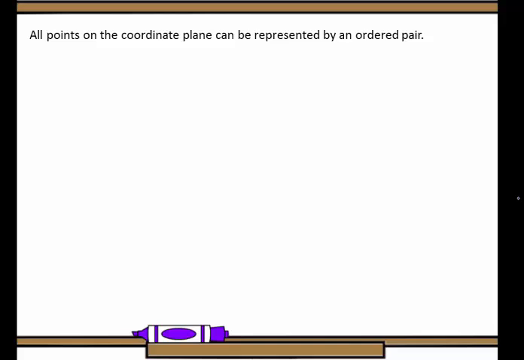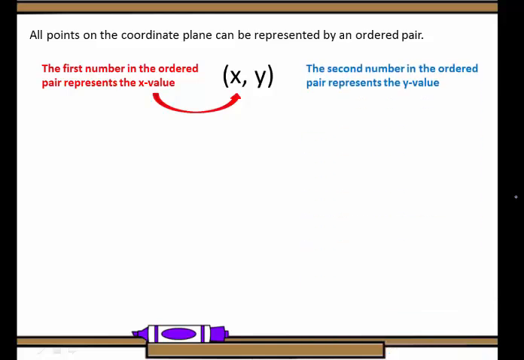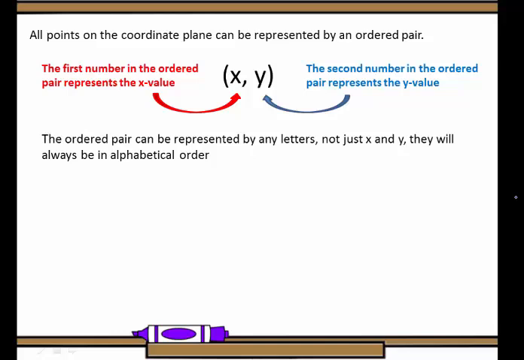All the points on a coordinate plane can be represented by an ordered pair, (x, y). The first number represents the x value, and the second number represents the y value. An ordered pair can be represented by any letters. They'll always be in alphabetical order. The first one will always be the horizontal axis, and the second one will always be the vertical axis.